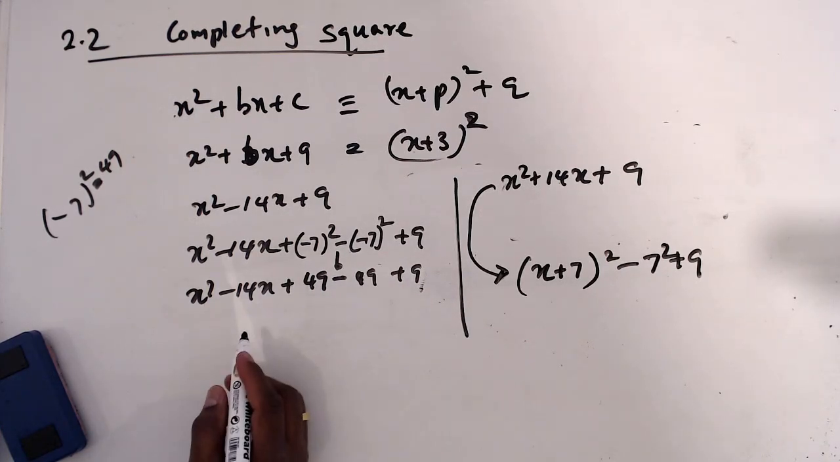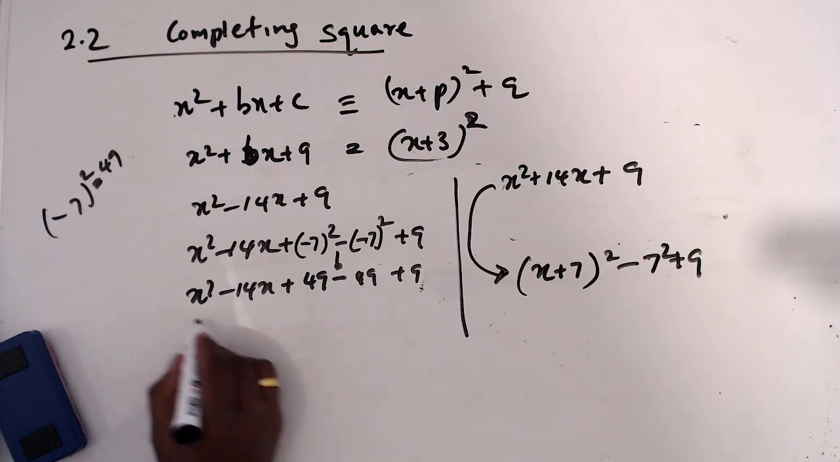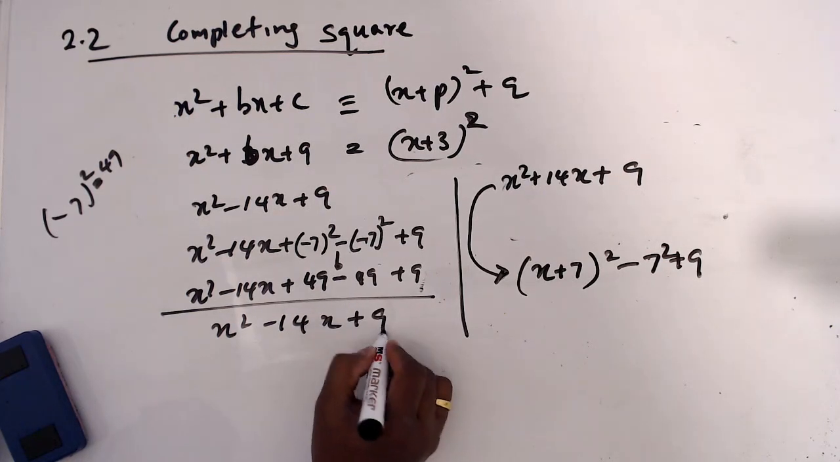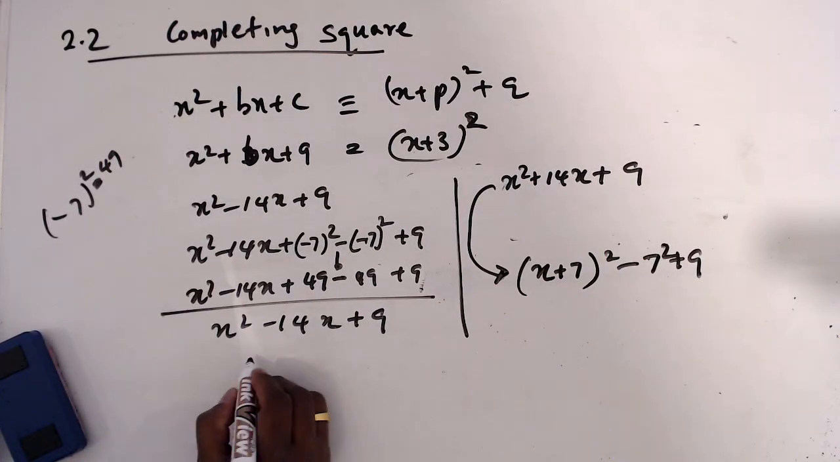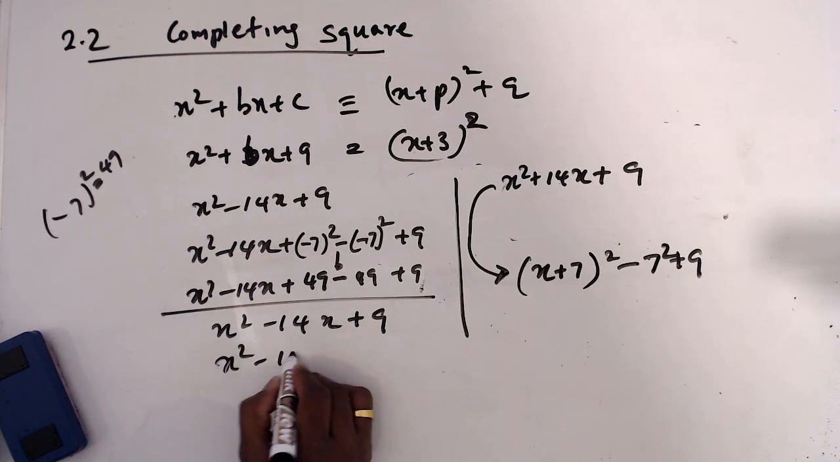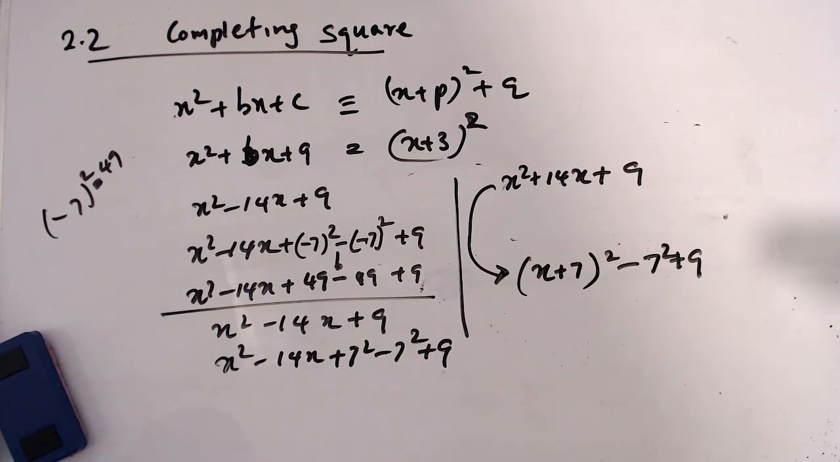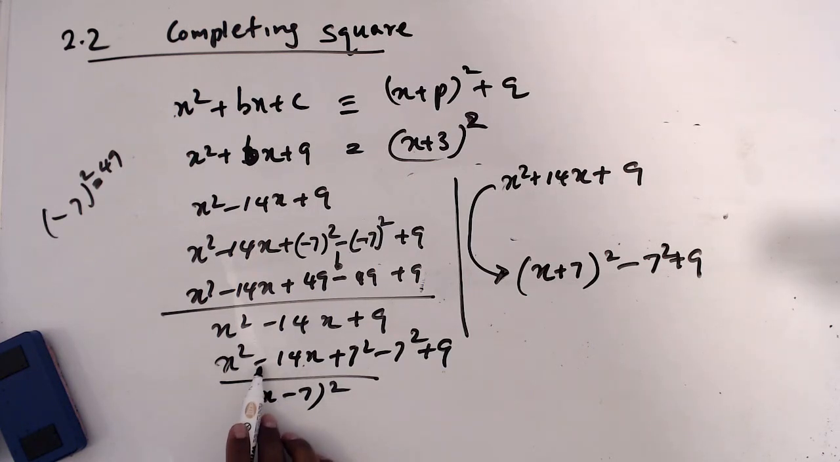So because of this reason, when you simplify x square minus 14x plus 9, it doesn't matter plus or minus. So simply write x square minus 14x plus 7 square minus 7 square plus 9. Half of 14 is 7. So then this is going to be x minus 7 square. Make sure you write the symbol of the coefficient of x here.